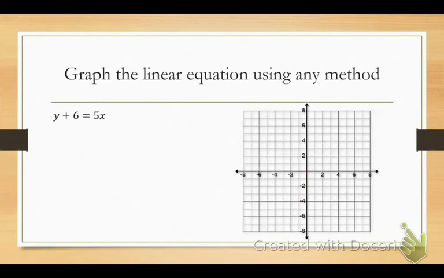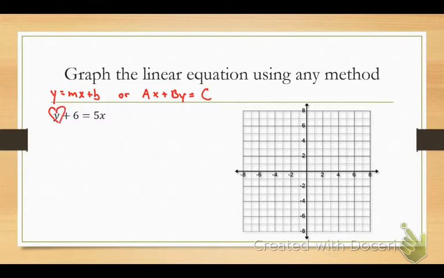Now this next one is a little trickier because it's not quite in slope-intercept form. Pay attention. It's not quite in slope-intercept, but it's not in standard form either. So you have to decide which format is easier to get it into. What do you guys think? Y equals mx plus b, or ax plus by equals c? Definitely y equals mx plus b. All I have to do is solve for y.